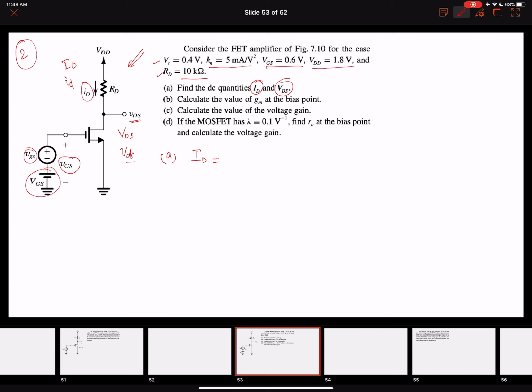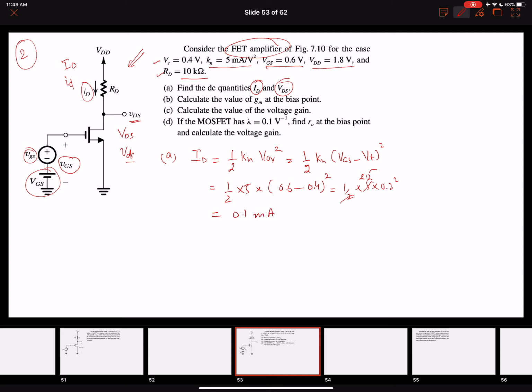Let's solve this, ID. Since we are operating this transistor as a FET amplifier, the drain current equation is half Kn VOV whole square. Again, VOV is VGS minus VT, so ID is half Kn (VGS minus VT) whole square. Half Kn is 2.5, VGS is 0.6, threshold voltage is 0.4, so 2.5 times 0.2 whole square. If you solve this equation, you will get 0.1 milliamperes.